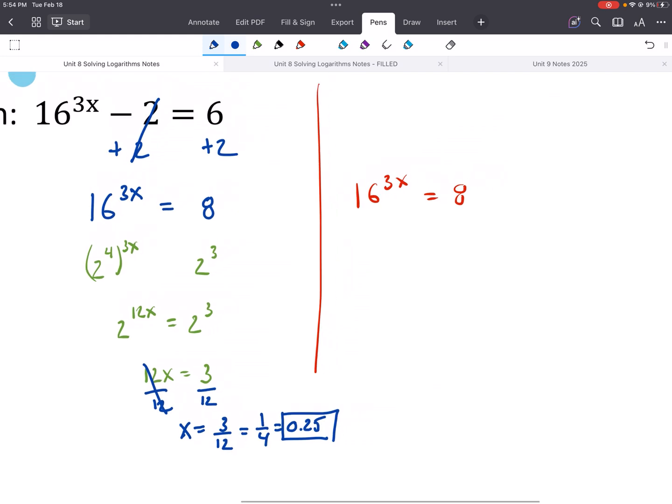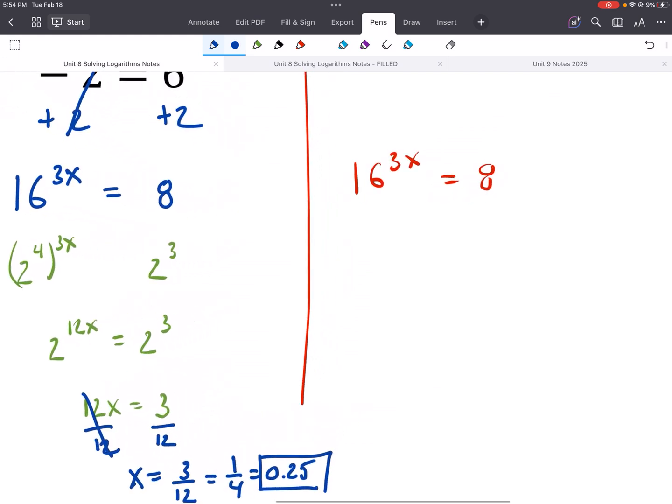All right, so let me show you the other way. This is when you don't have a common base. And again, the only time you really need it is when you have x's on both sides. I'll give you an example of that. So here is an example where we don't have to have a common base.